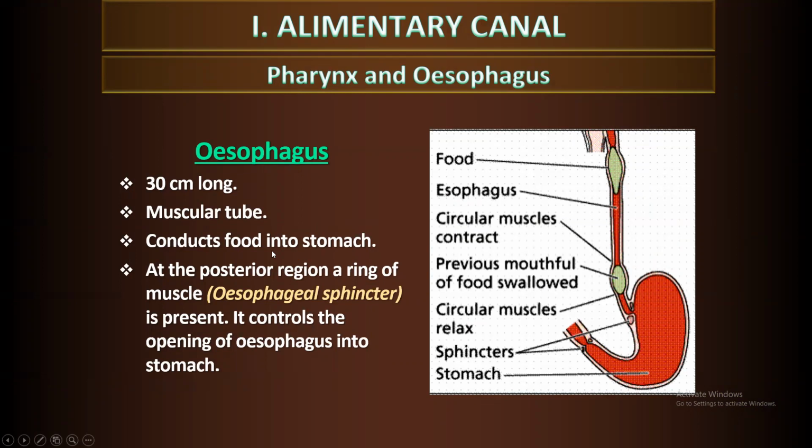It conducts food material from the mouth to the stomach. At the posterior region there is a ring of muscle, which is called the esophageal sphincter. Sphincter is nothing but like a gate valve. So it controls the movement of food material in the esophagus. It controls the opening of the esophagus into the stomach.